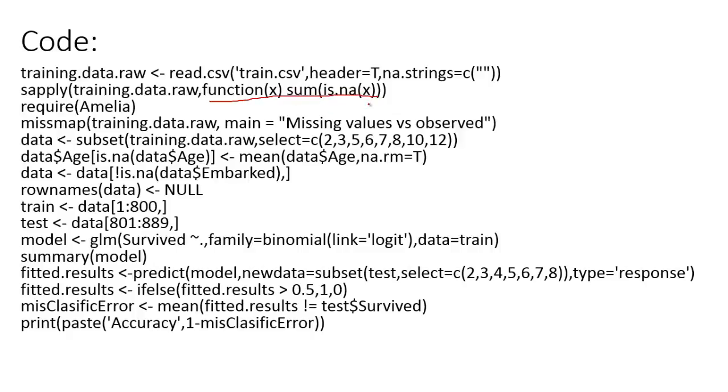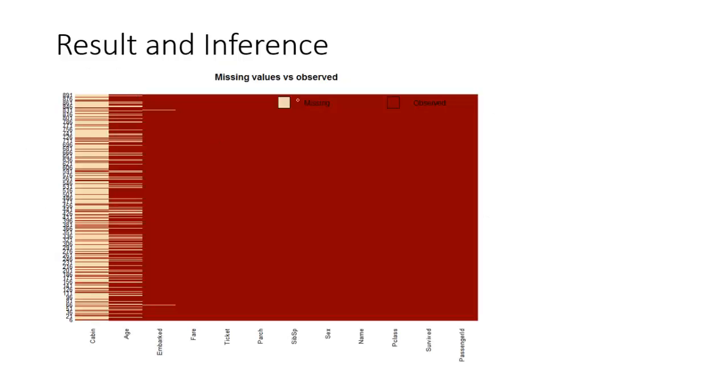What it does is it sums up all the NA values in this data set for each column. So the result will show the number of NA values in each column. So this is a simple line. Then I have called the Amelia package. Amelia package is very useful for observing the data. It consists of a missmap function, which will map the total number of NA values in visual format. After running this command, you will see the output.